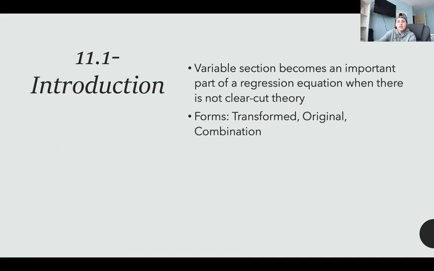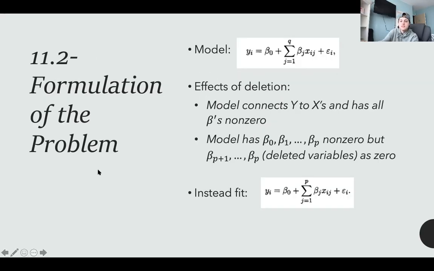So we can instead fit this model here at the bottom when we have our deleted variables. This would be y sub i equals beta sub 0 plus the summation of j equals 1 to p of beta sub j x sub ij plus epsilon sub i. So these are pretty much the exact same thing. We're just going to deal with our deleted variables in this case and our original variables in this case.